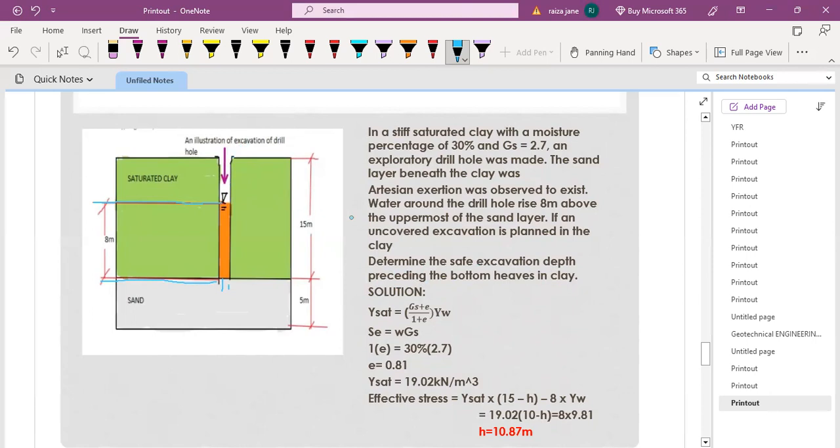And the explanation here will be, if an open excavation will be made in the clay, quicksand condition can occur at some depth where effective stress will be zero. Effective stress will be zero.